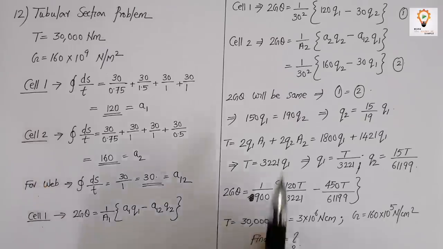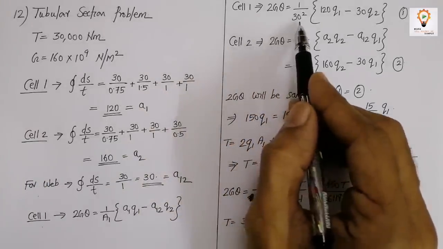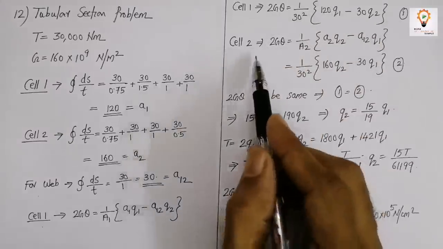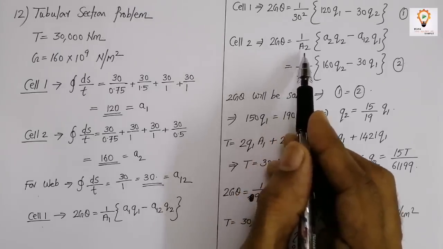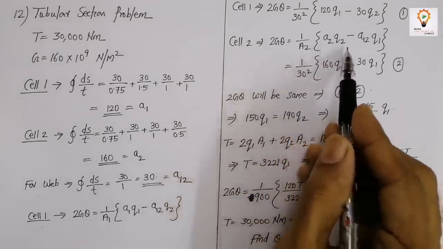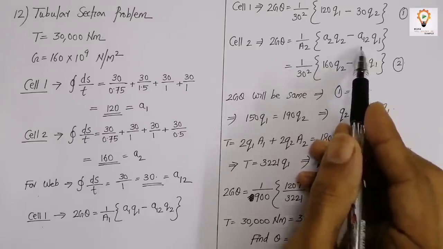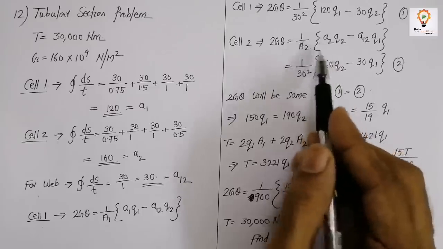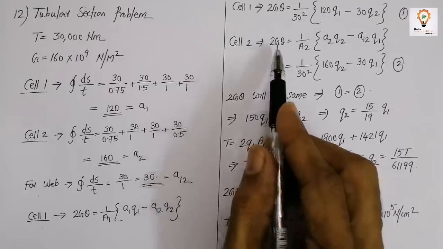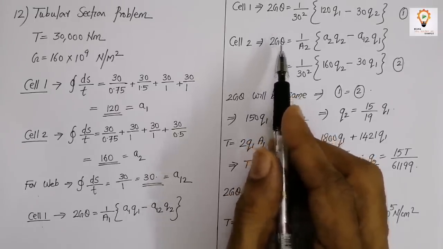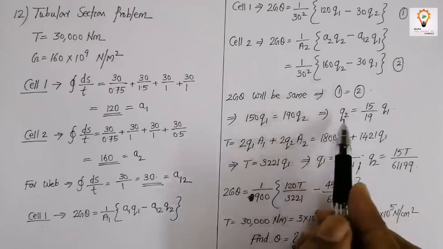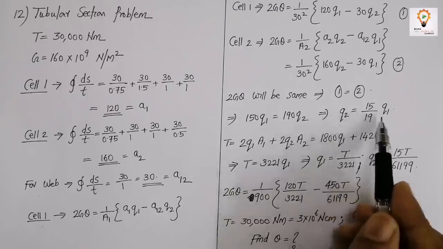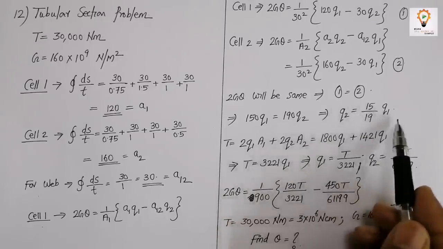Now cell 1 represents 2Gθ is equal to 1 by 30 square into 120 q1 minus 30 q2. Now similarly I am obtaining cell 2, 2Gθ is equal to 1 by A2 into A2 q2 minus a12 q1. Now what does this mean? This means I am subtracting the effect of cell 1 from the channel to get the correct value for cell 2. Now this 2Gθ is same for both equations. So I can equate equation 1 and 2. Now if I equate equation 1 and 2, I will get a relation connecting q1 and q2. Either I can write q1 in terms of q2 or vice versa.